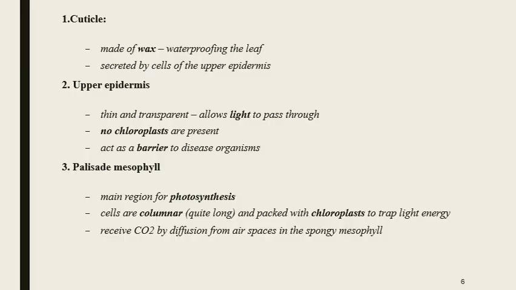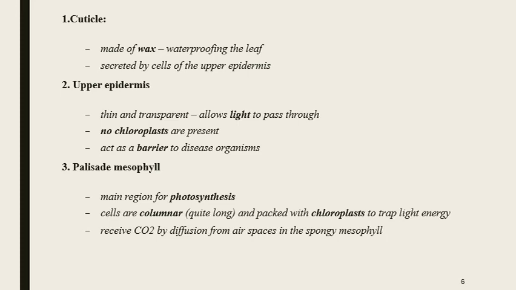Next are the main functions of some important parts of the plant leaf. Number one is cuticle, made of wax, waterproofing the leaf, secreted by the cells of the upper epidermis. Number two, upper epidermis, thin and transparent, allows light to pass through. No chloroplast, acts as a barrier to disease organisms.